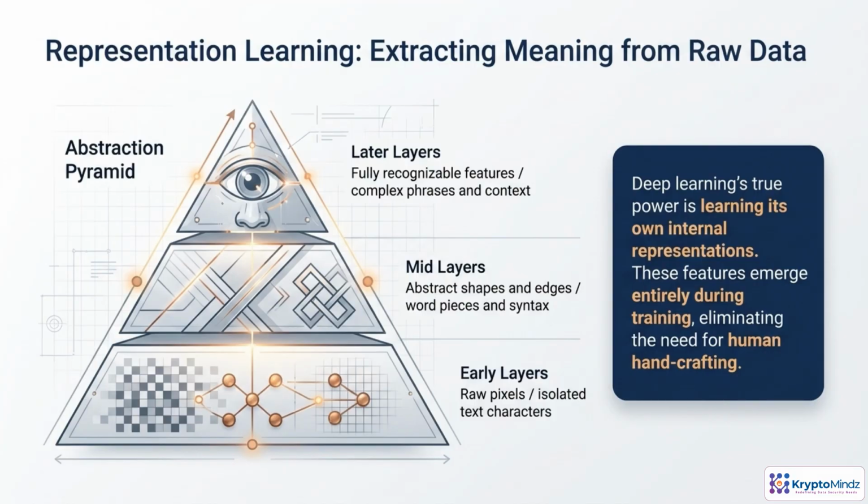Representation learning is about how a model turns raw data into meaning, layer by layer. For an image, the first layers notice simple patterns like edges and colors. Middle layers combine those into shapes and parts. Later layers respond to whole objects like cat or car. Text works similarly. Characters and tokens first, then phrases, then nuanced context. We never code these features by hand. They emerge automatically during training, and transformers are especially strong at learning these rich, context-aware representations.